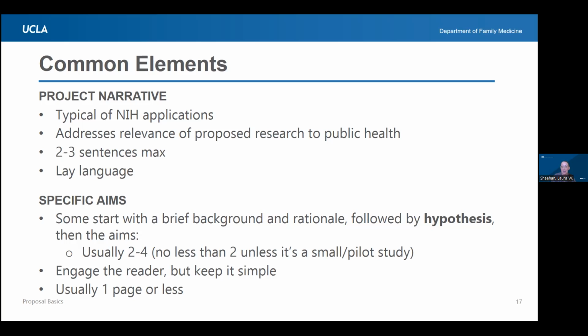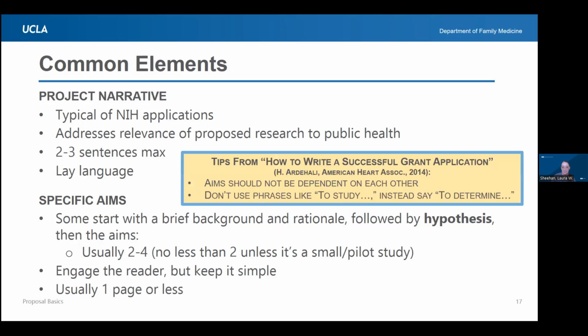That's okay. If you have more than 4, you're going to need to pare back and see, are you able to actually achieve that within the scope and the constraints of your project? It's usually a page or less. Some interesting tips I wanted to share. Your aims should not be dependent upon each other. So if, depending on the outcome of aim 2, you're not going to be able to do aims 3 or 4, you've written your aims wrong. They cannot be dependent upon each other.